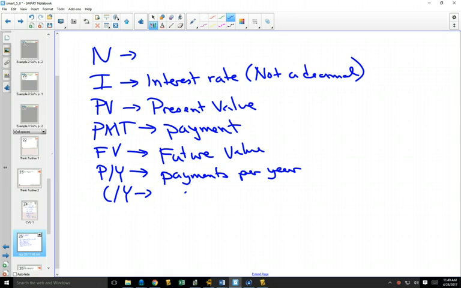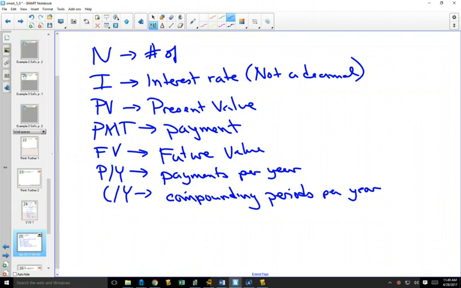P per Y is your payments per year. C per Y is the compounding periods per year. And N is your number of payments.